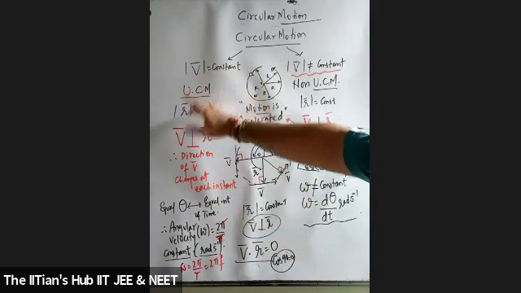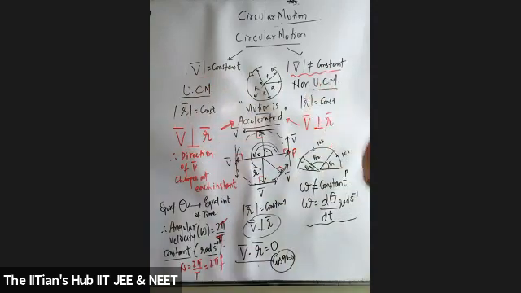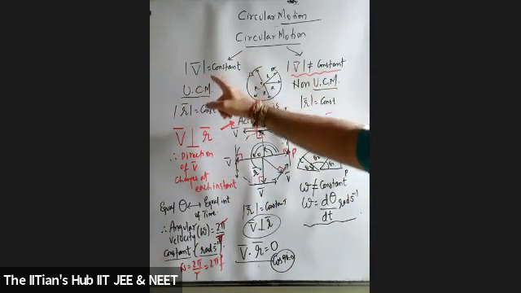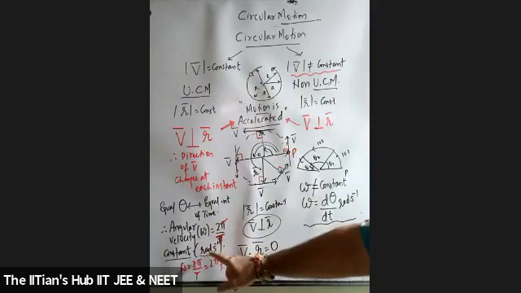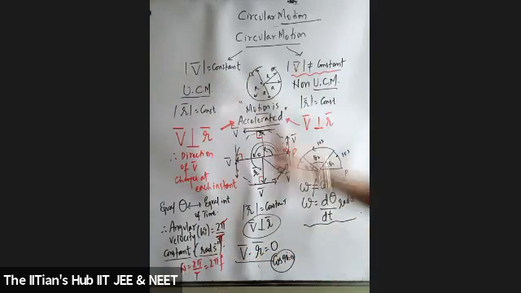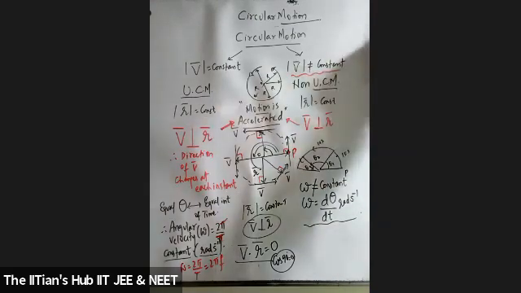If the speed remains constant, it's UCM. If speed does not remain constant, non-UCM. In uniform circular motion, angular velocity is also constant. Otherwise, angular velocity is not constant. The unit of angular velocity is radian per second. Is this clear? Can I erase this, students? Yes, sir.